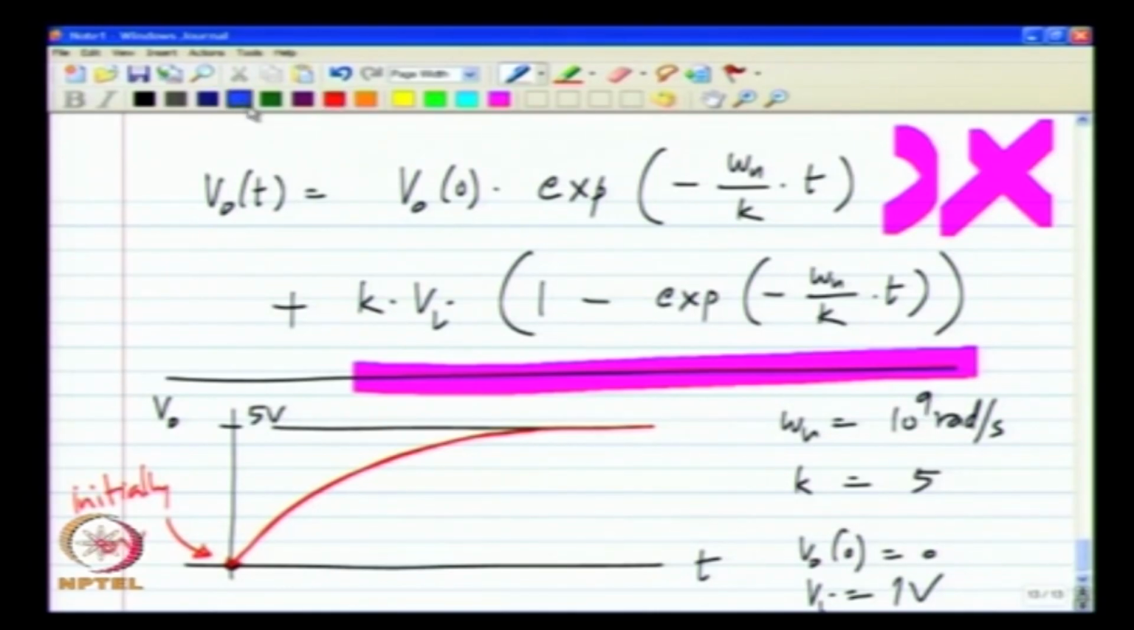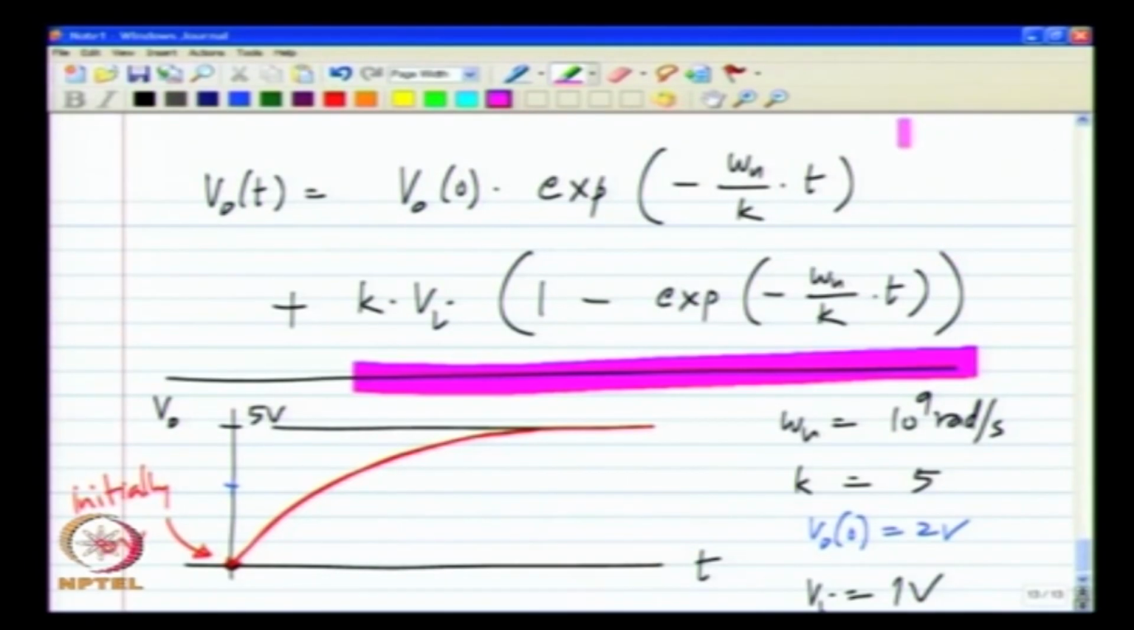If instead the initial condition was 2 volts, what will happen is it will start from 2 volts, and the contribution of the first exponential goes on decreasing with time, while the contribution of the second exponential goes on increasing with time. So, finally, we will still reach the same steady state.